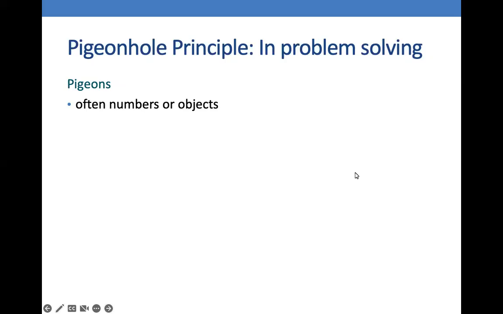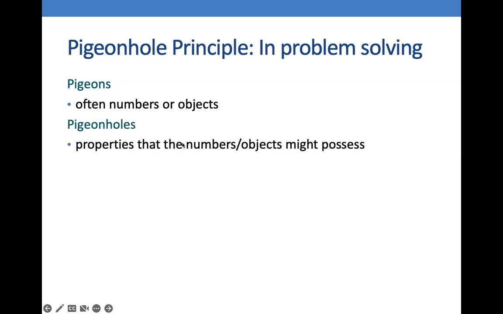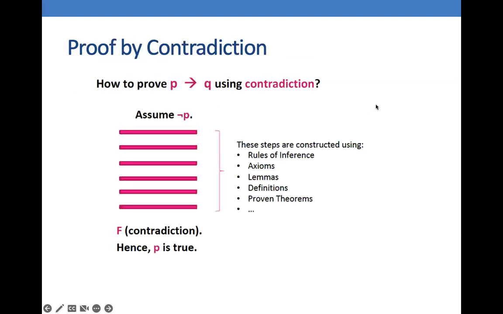So how can we apply the pigeonhole principle in problem solving? We can interpret the pigeons often as the numbers or objects, and the pigeonholes may be the properties that the numbers or these objects might possess. We are going to prove the pigeonhole principle by proof of contradiction.